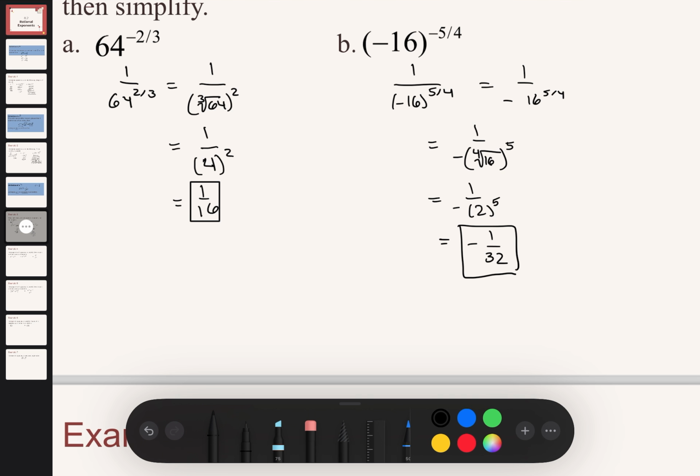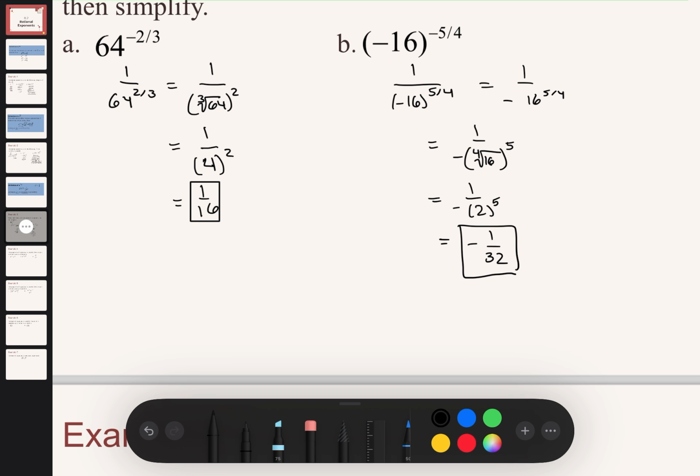All right. Again, if you want to, you can check yourself and make sure that we are getting what we're supposed to be getting by doing the reverse process. You could say, hey, what is the fifth root of negative 1 over 32? That would give you negative 1 over 2.